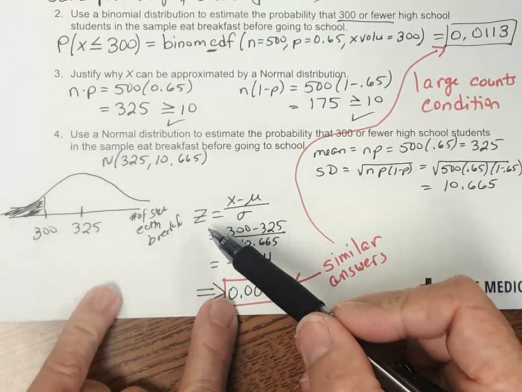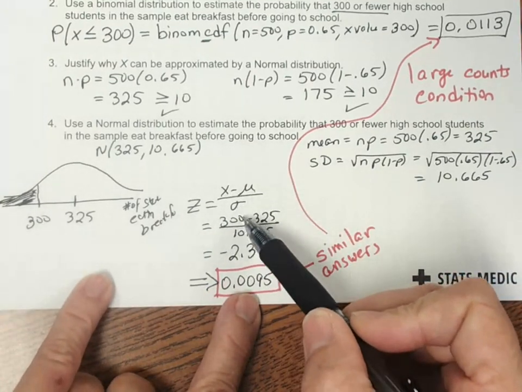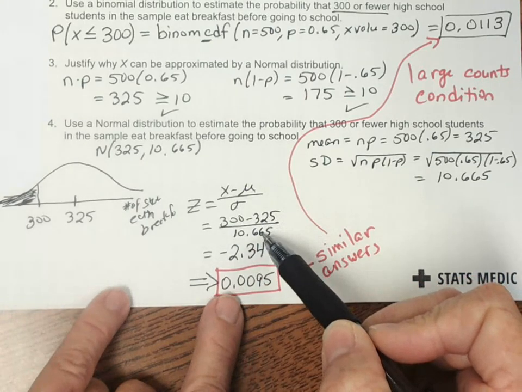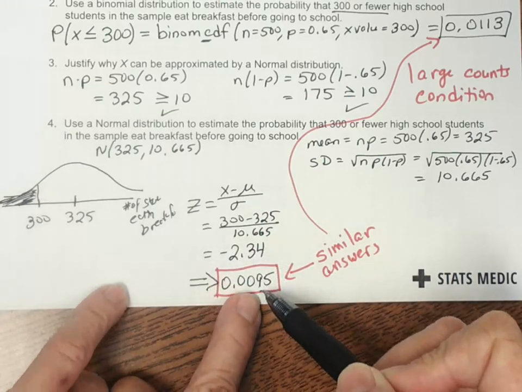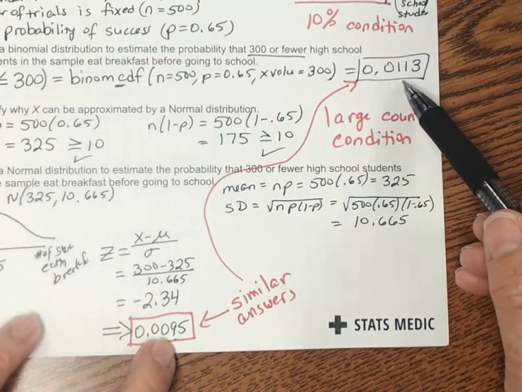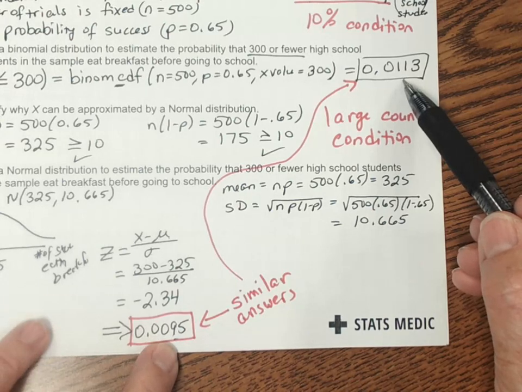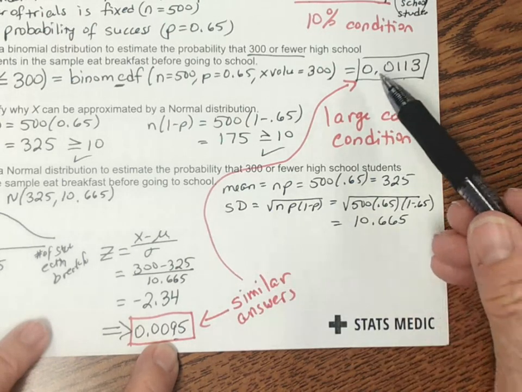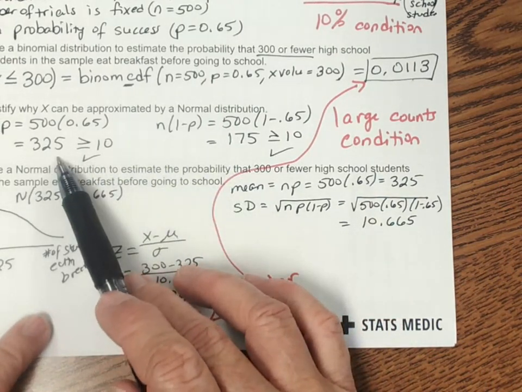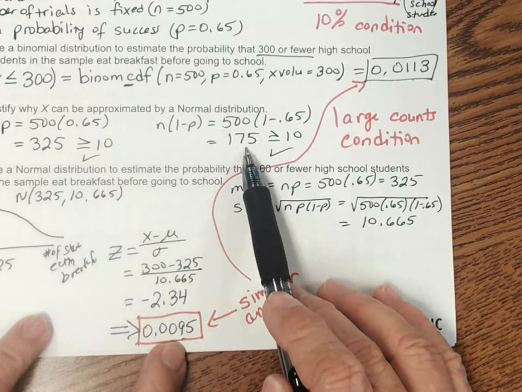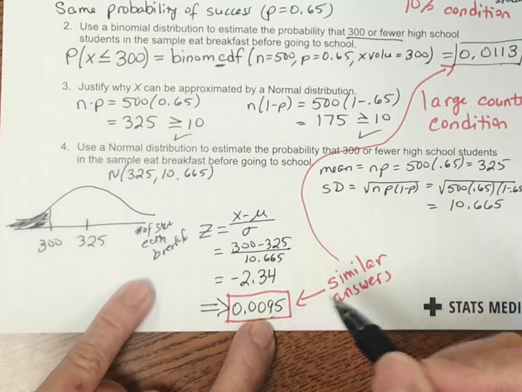And now I'm going to calculate the z-score. So x minus mu divided by standard deviation. 300 is the desired value minus the mean divided by standard deviation. And we get a z-score of negative 2.34, which gives me 0.0095, which is, again, not exactly the same as this. But if I round it to two decimal places, they are the same. But they're very similar. So again, because of the large counts condition, where the number of expected successes and the number of expected failures are both greater than or equal to 10, I can use this normal model to calculate my probabilities.